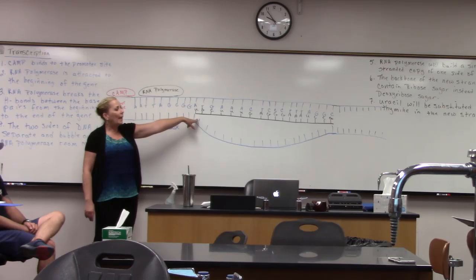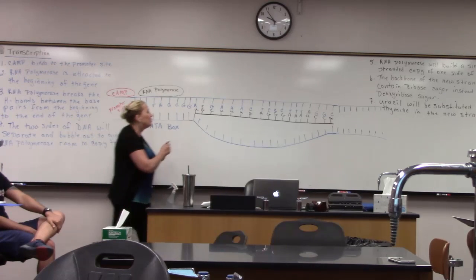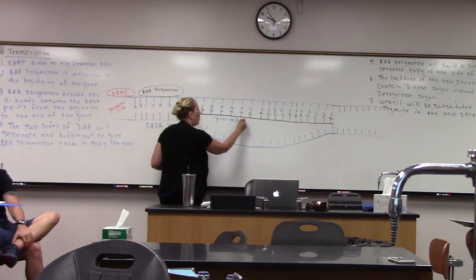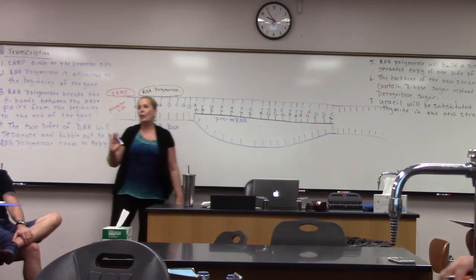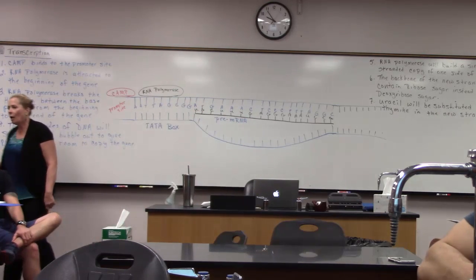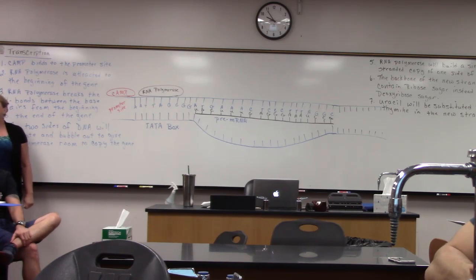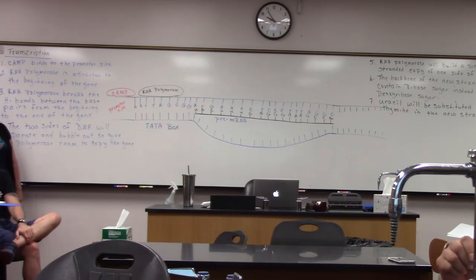And now we have what we would refer to as pre-messenger RNA. Not quite done, can't call this messenger RNA yet, so we're going to call it pre, because we've got to do a few other tweaks to it before we can send it through the nuclear pore out into the cytoplasm.